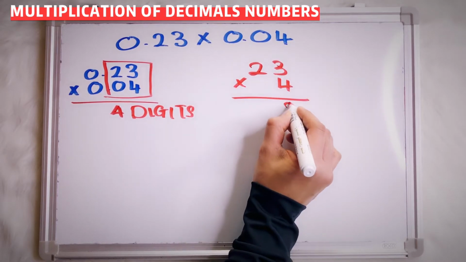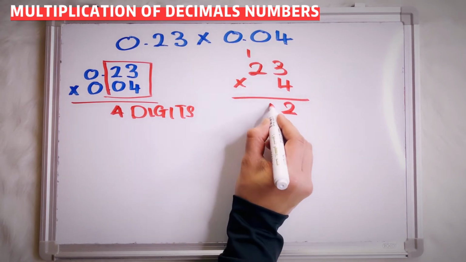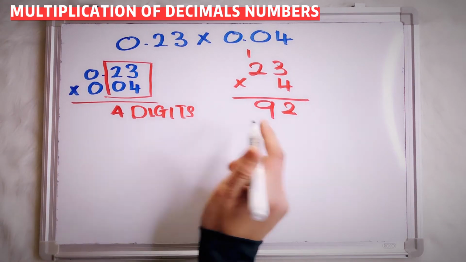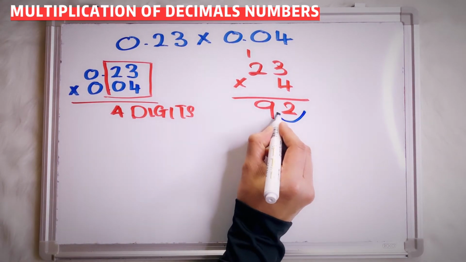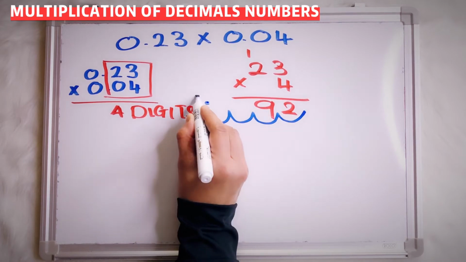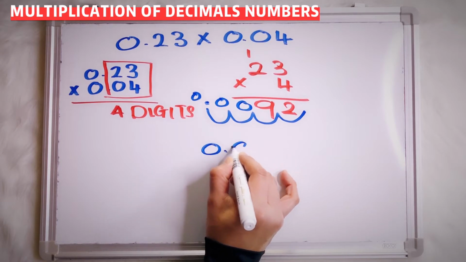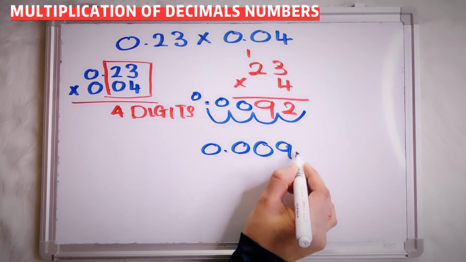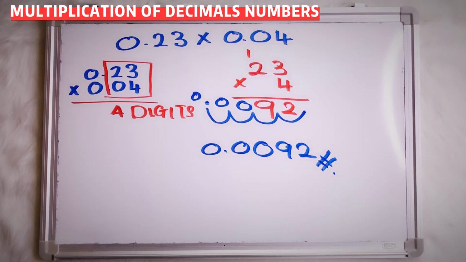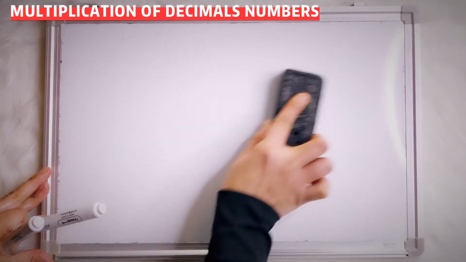4 times 3 is 12. 4 times 2 is 8, plus 1, 9, correct? Now, how many digits here? 4 digits. We move 4: 1, 2, 3, 4, so 0, 0, 0. Your answer will be 0.0092. Okay, right, proceed. Next one.